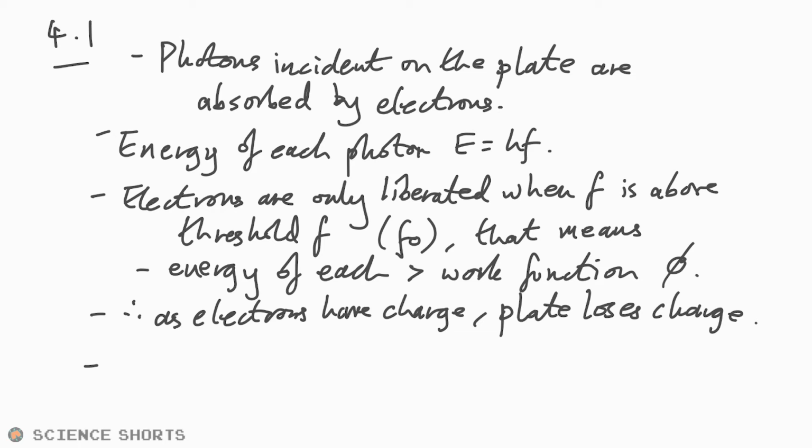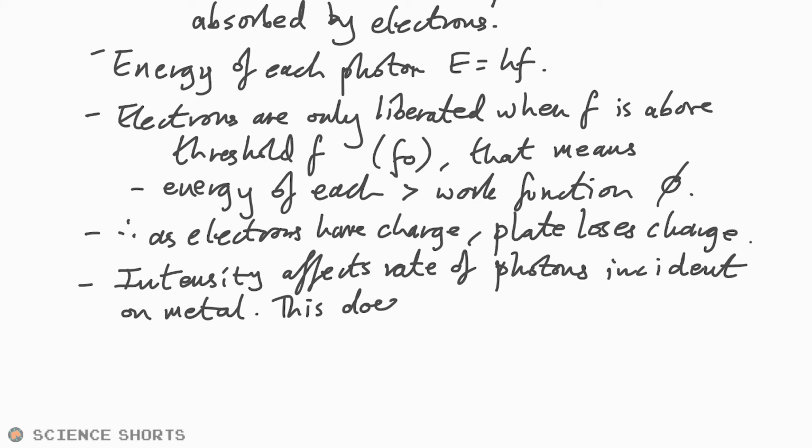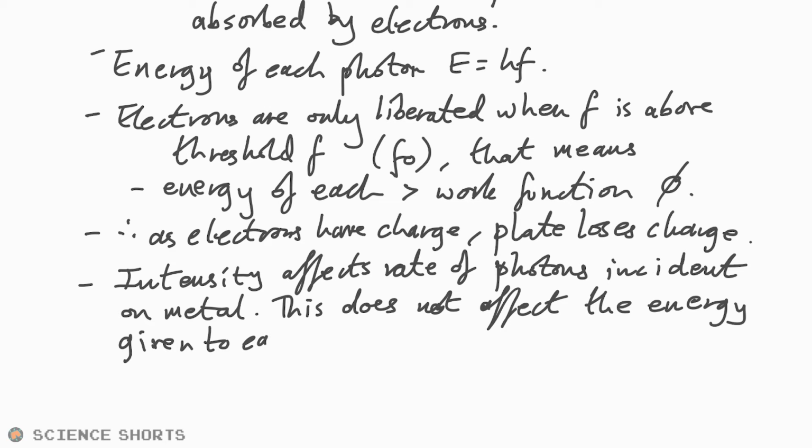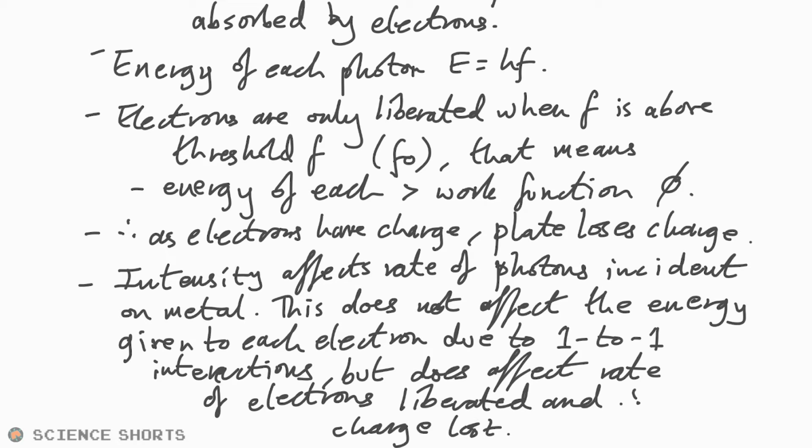Okay, we've done the second point. The rate of loss of charge increases with intensity. Okay, so intensity affects rate of photons incident on metal. This does not, and this is the important bit, this does not affect the energy given to each electron due to one-to-one interactions, but does affect rather, rate of electrons liberated and therefore rate of charge lost. Easy. Again, we could say if the frequency is above the threshold frequency.